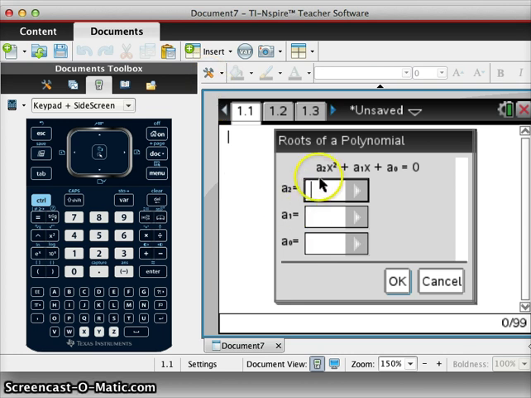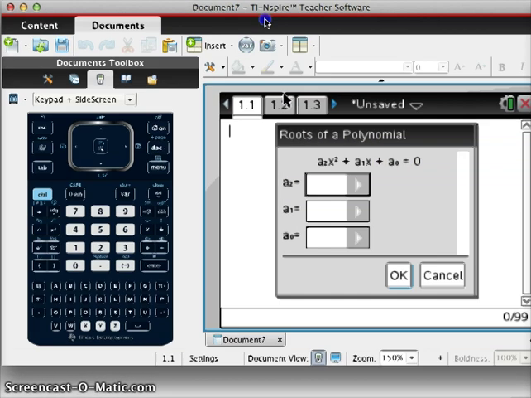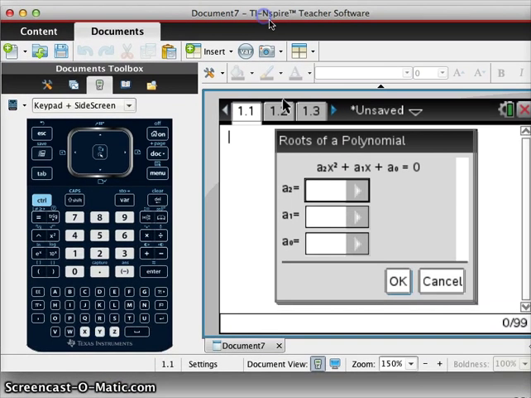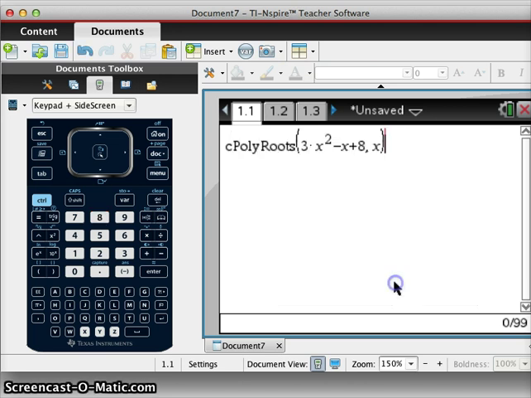Now you'll notice that on your formula it calls it A sub 2, A sub 1, A sub 0. But recognize the formula A, B, C. So looking at our three numbers again, 3, -1, and 8, we're just going to type in 3, -1, 8, and then go ahead and hit OK. Remember to use tab to go between the boxes.